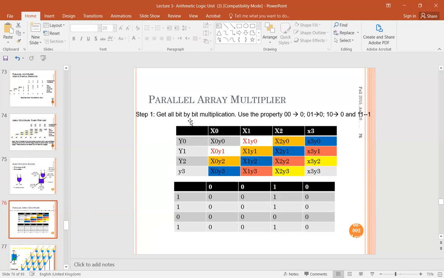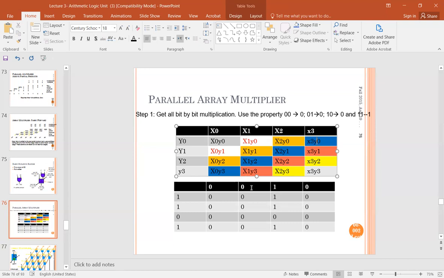So step one, get all the bit-by-bit multiplication. Use the property that 0 times 0 is 0, 0 times 1 is 0, 1 times 0 is 0. All of them are zeros except 1 times 1. That's a property like I have just done before. So if I have x0, y0, I can build this matrix, where x0 is ANDed with y0, y1, y2, and y3, x2 again with all of these, x3 with all of these y's.